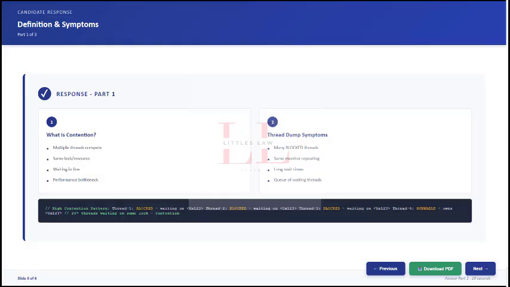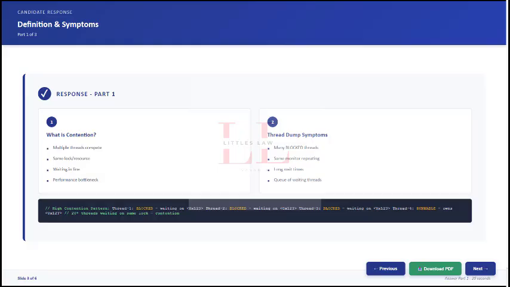So in a thread dump, contention is really obvious once you know what to look for. You will see a large number of threads in the blocked state, and critically, they are all waiting on the same monitor address. For example, you might see 20 threads all with "waiting to lock" followed by the same hexadecimal monitor address, and then you will find one thread in runnable state that currently owns that lock, and that's the bottleneck.